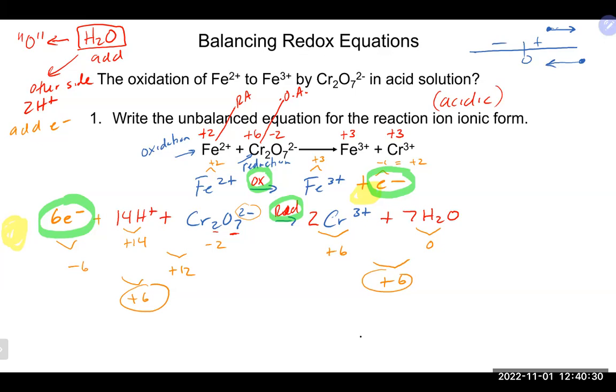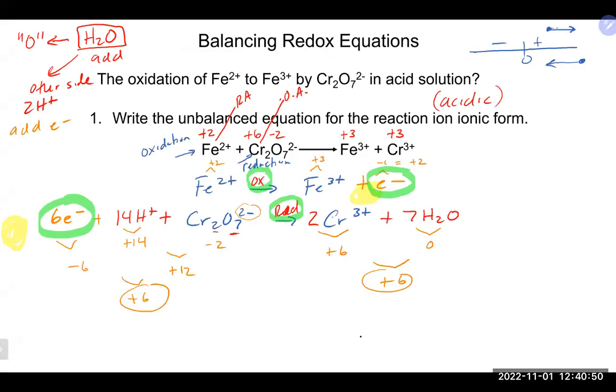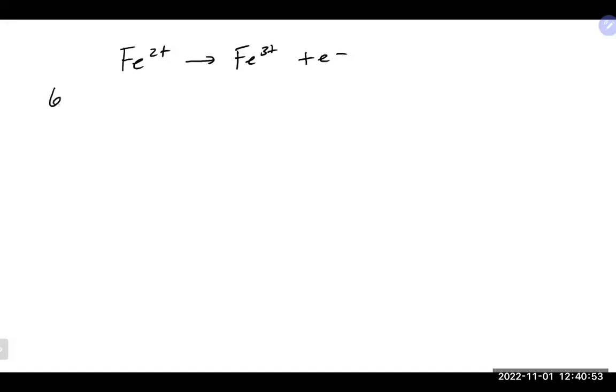All right, I'm going to recopy this just to clean it up. So we have on one side Fe2+ goes to Fe3+ plus an electron. On the other one, I believe we had 6 electrons, if I'm not mistaken. 6 electrons, 14 H+, plus dichromate, Cr2O7 2-, goes to Cr3+. I got that right there. Once we've added the electrons, we also have 7 waters there.